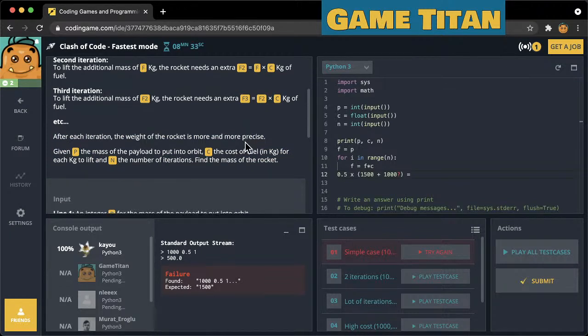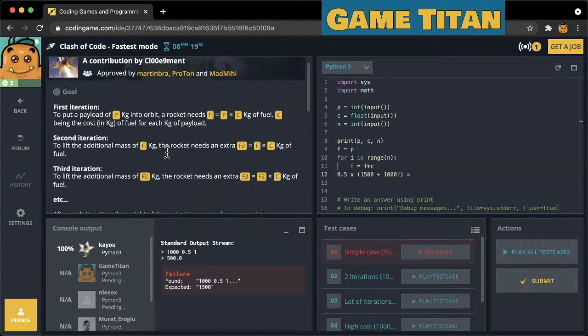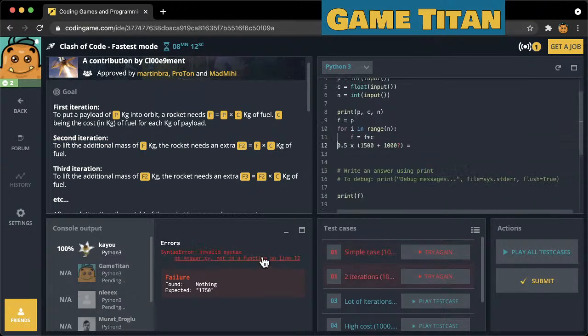I unfortunately really don't understand the language in this question. The weight of the rocket is more and more precise. So we're given the mass of the payload and the cost for each kilogram to lift. We don't know the cost of the rocket.